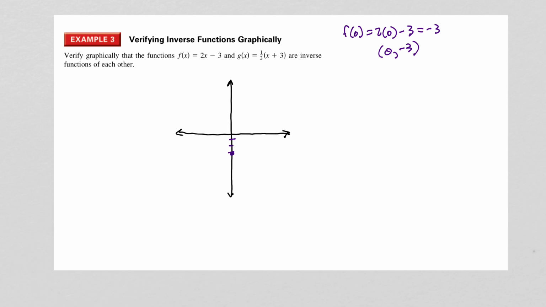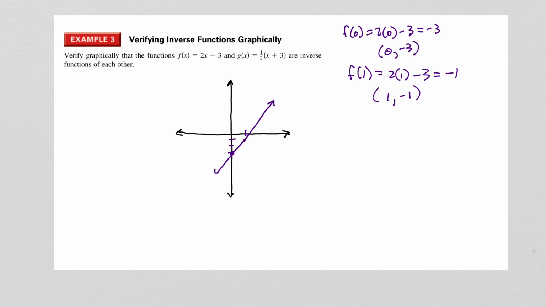And then let's just choose f of 1. So now that's 2 times 1 minus 3, which is negative 1. So that's the point 1, negative 1. So 1, negative 1. All right. My line is something like that.